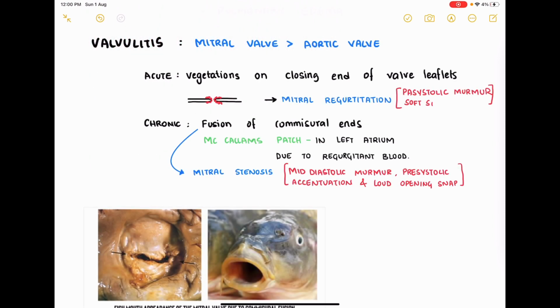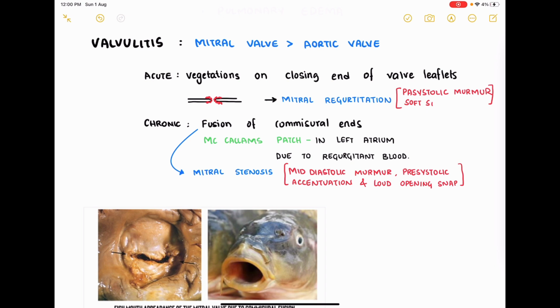Valvulitis is a very important component of rheumatic heart disease. Mitral valve is very commonly affected, although aortic valve can also be affected. In the acute phase of rheumatic heart disease, vegetations are seen on the closing end of the valve leaflets, as shown in the diagram. This might lead to some regurgitant flow, leading to mitral regurgitation, where there is a pansystolic murmur heard and a soft S1, heart sound 1.